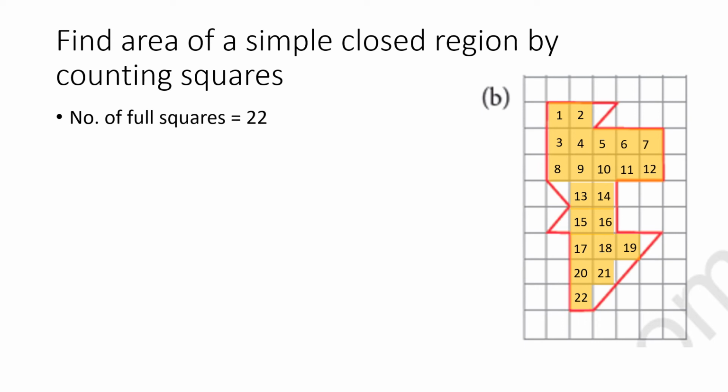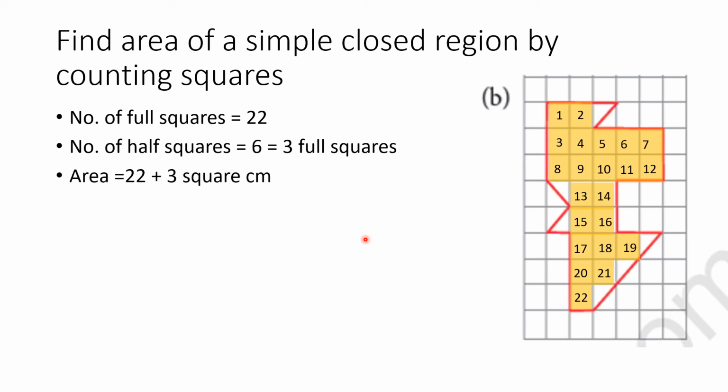And if you observe this figure, you will find that there are 1, 2, 3, 4, 5, 6. 6 exactly half squares are there. It means we will write number of half squares equals 6, which will equal 3 full squares. So area equals 22 plus 3 square centimeters. That equals 25 square centimeters.